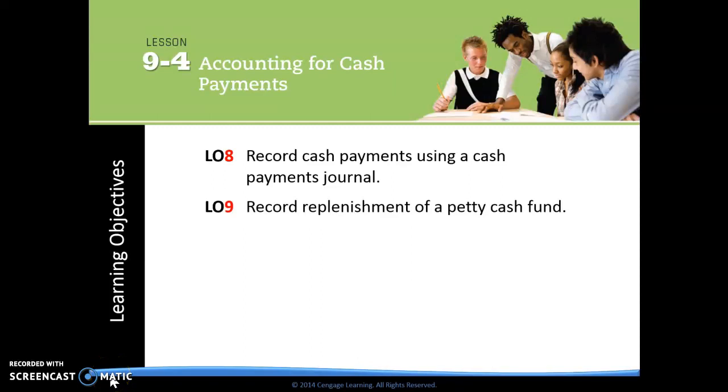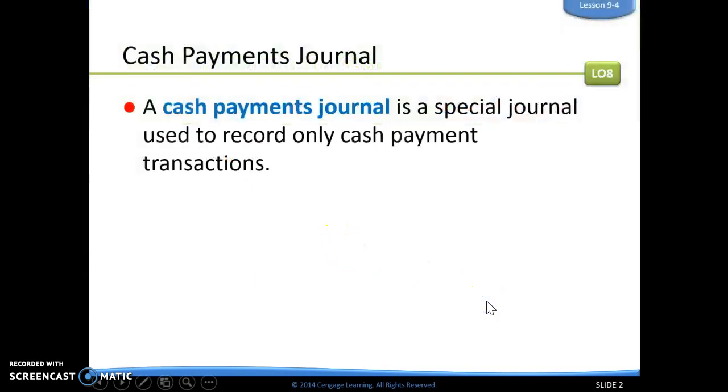Section 9.4, accounting for cash payments. You have two objectives. You need to be able to record cash payments using a cash payments journal, and you need to be able to record replenishment of a petty cash fund. So our cash payments journal is another special journal that we're going to use to record only cash payment transactions.